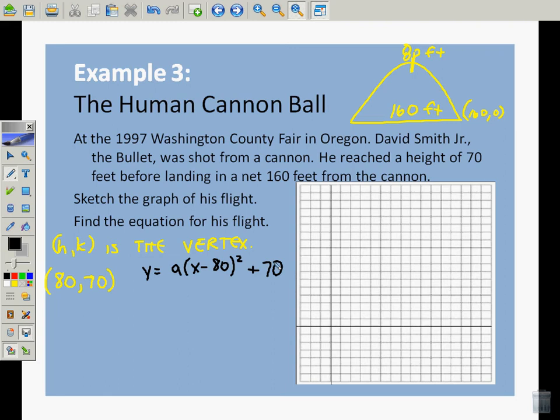Yes, we could. What we could do is we could say that we already know where he ended up. We know that he was at 160 comma 0. And so what we're going to do is we're going to put 0 in for y, and we're going to say that's equal to a times x. And when he was at 0, he was at 160 minus 80 squared plus 70. Now, we have one unknown. We only have a, which is all that we need to complete our equation. And so what we're going to do is we're going to say 0 equals a times 80 squared plus 70. Well, 80 squared is 6,400.